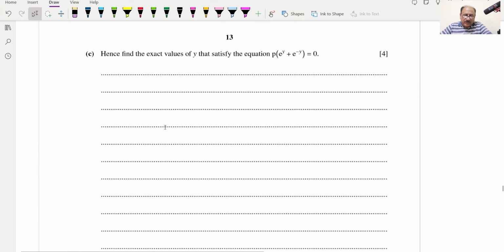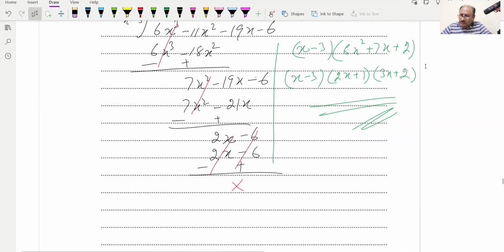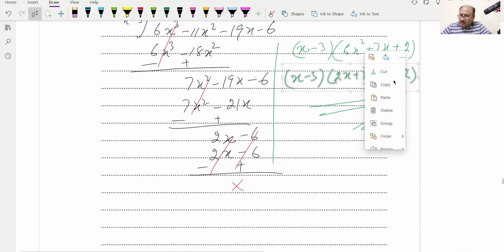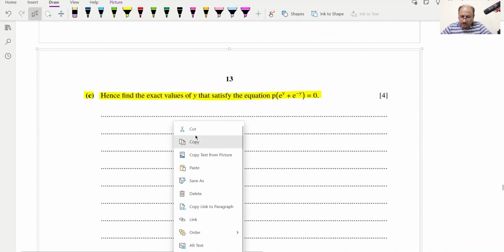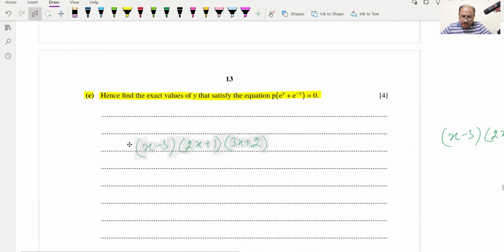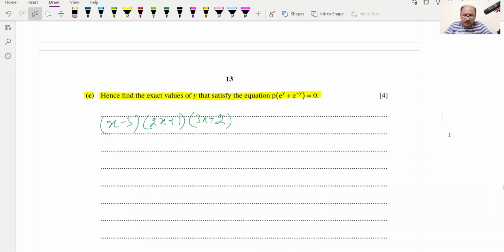Now we can move to the next part, and the next part, C part, says hence find the exact value of y that satisfies the equation p of this is equal to 0. So we know from the previous part what we will do. I will just copy this and use it over here, this equation which we have already done in the previous part. What will be the solutions? If this is equal to 0, x will be equal to 3, x will be equal to minus 1 by 2, and x will be equal to minus 2 by 3.